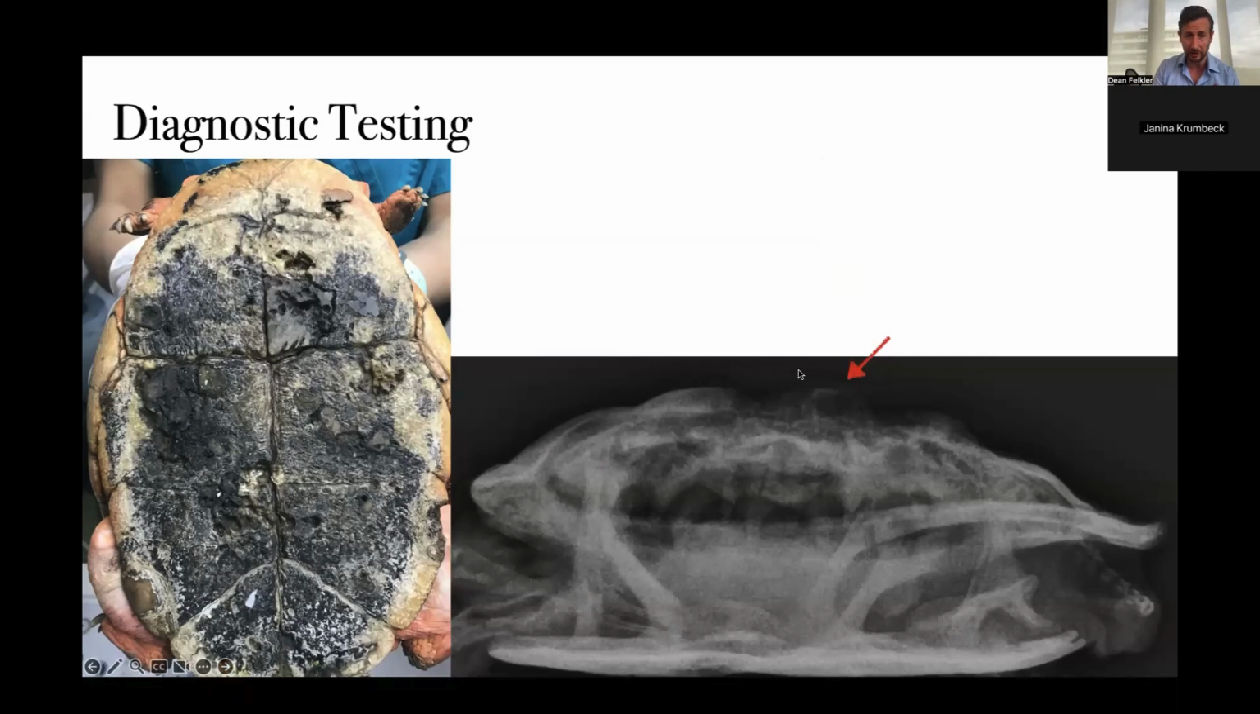And here you can see some osteomyelitic changes of the carapace as well. So these can get very, very deep. It's not just superficial. So you can treat with superficial flushes and creams, but also don't forget systemic antibiotics or antifungals.